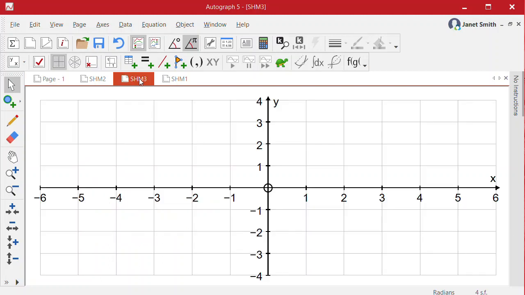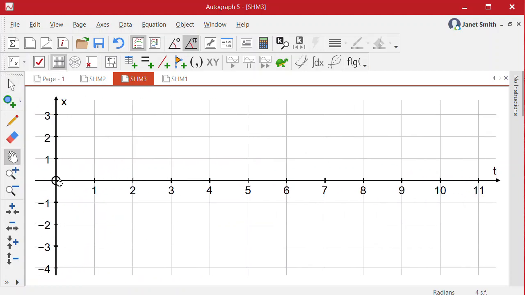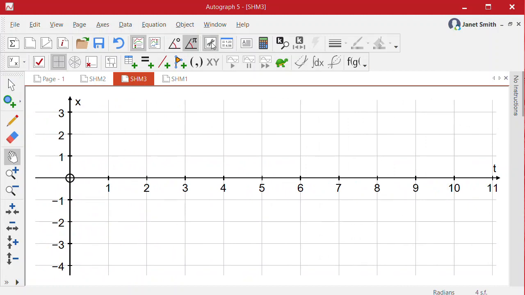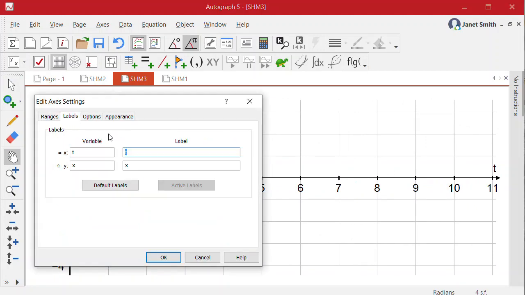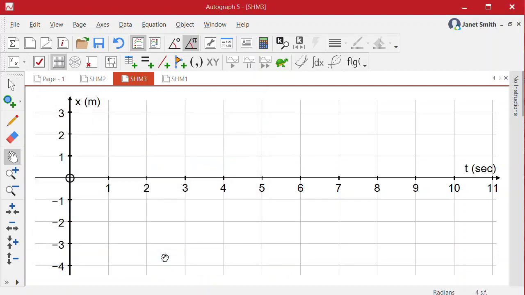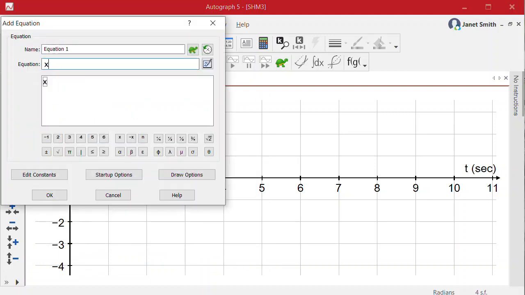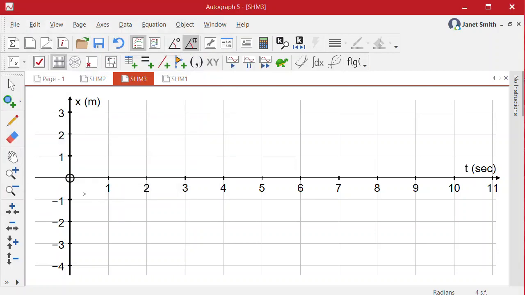So let's look at plotting that. I've got an xy grid at the moment, and I want an xt grid. If I drag that over there and edit my axes, I'm going to change my labels so that t is in seconds and displacement x is in meters. Then I put in my equation, which is x double dot, so that would be x'' plus ω squared x is equal to 0.